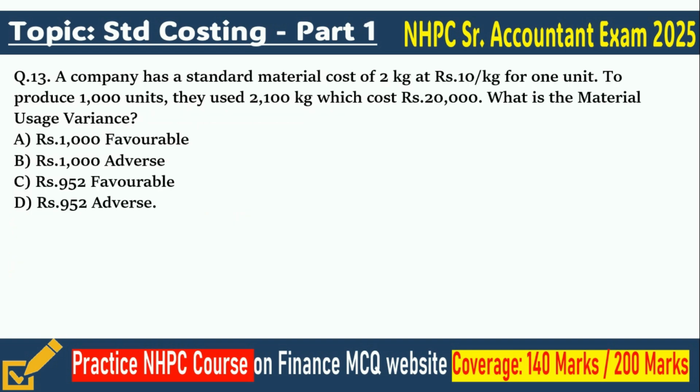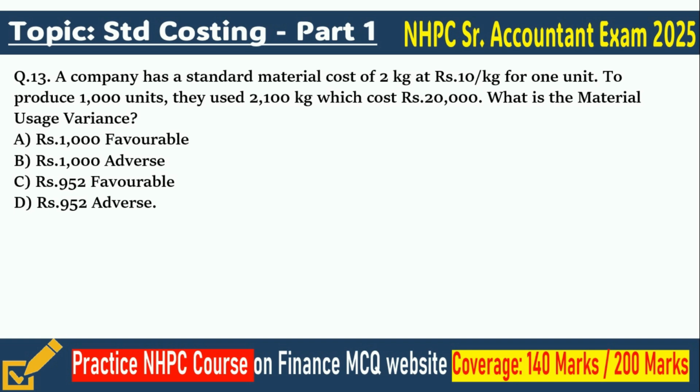Moving on, a company has a standard material cost of 2 kg at rupees 10 per kg for 1 unit. To produce 1000 units, they used 2100 kg, which cost rupees 20,000. So, what is the material usage variance? So, friends, a few questions before, I had asked you to let me know the correct formula for material usage variance. So, what is the formula for material usage variance? Friends, it is standard quantity minus actual quantity into standard price.